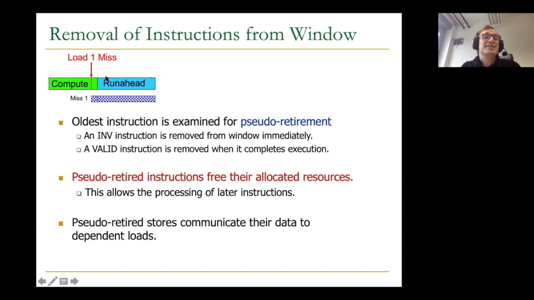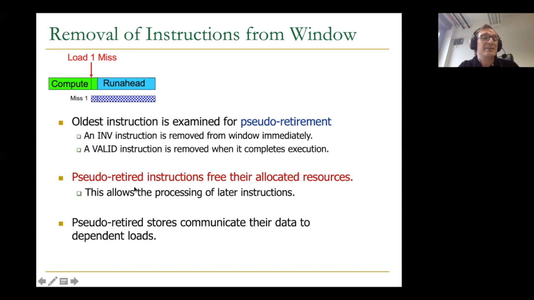To simplify things in a processor, we remove instructions in age order still. The oldest instructions are examined for what's called pseudo retirement. An invalid instruction is removed from the window immediately. A valid instruction is removed when it completes execution, because some of the valid instructions may actually lead to cache misses, right? And at that point, they become invalid, or they may be part of a dependence chain that leads to a cache miss. So you really want to execute some valid instructions that are part of the dependence chains that lead to cache misses.